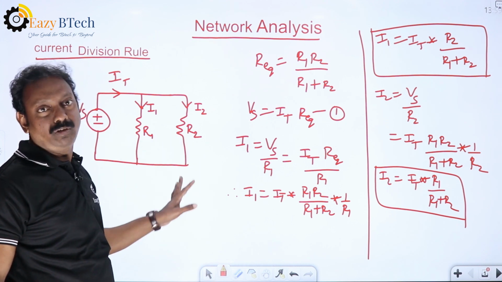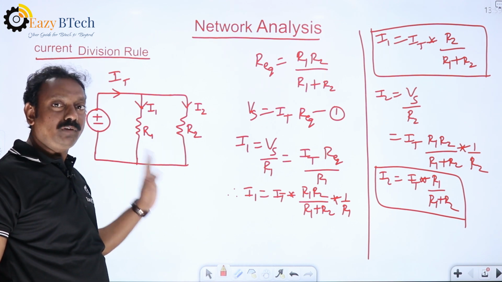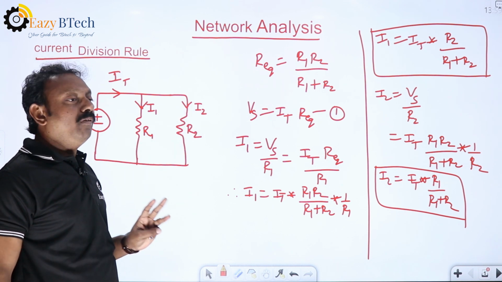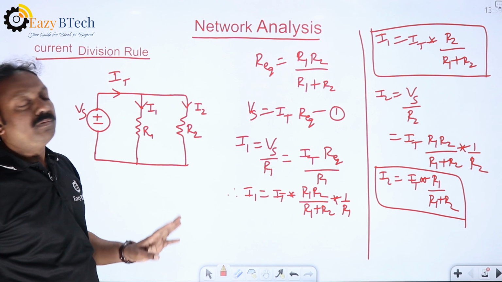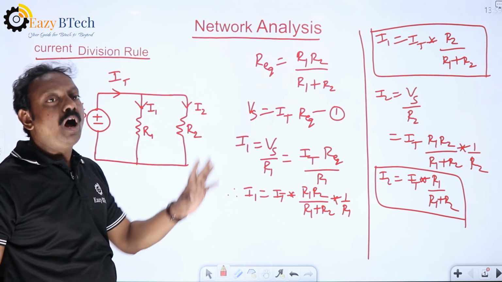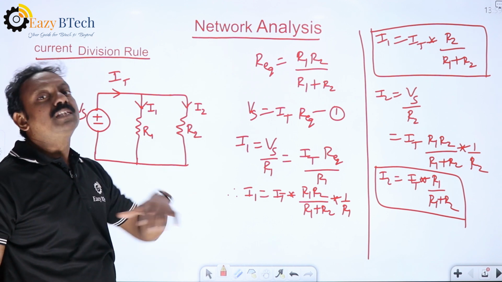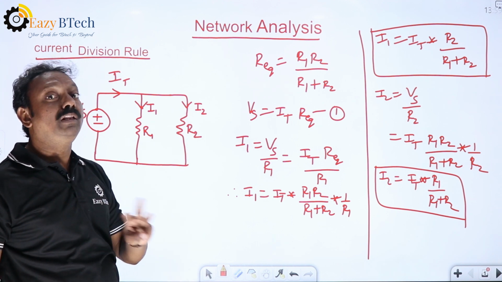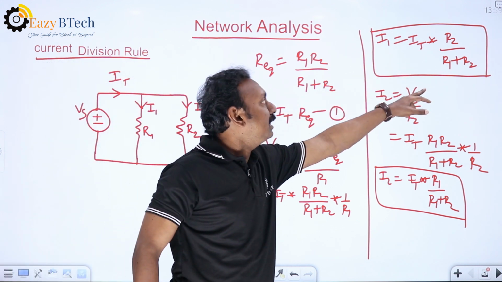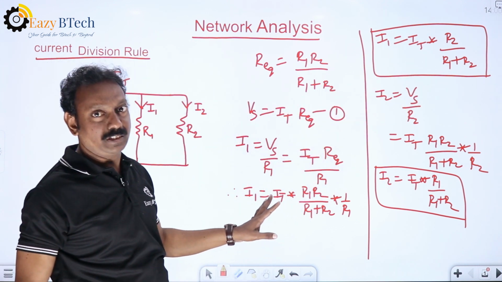Just remember this formula. Almost in all network theorems, we are using the current division rule. This is very, very important. Whenever you know the total current, just apply the current division rule: total current into opposite resistance by sum of the resistances. Just remember it in words only.